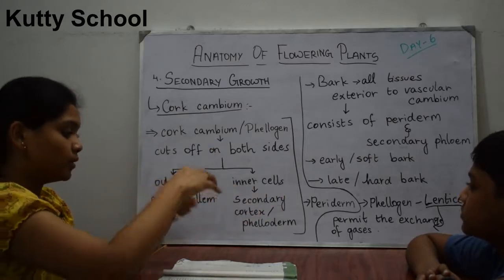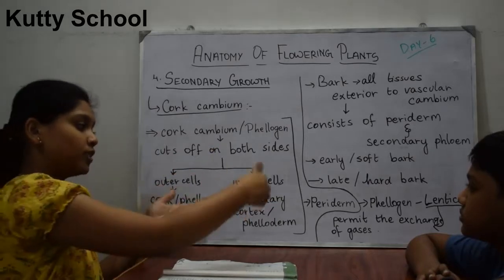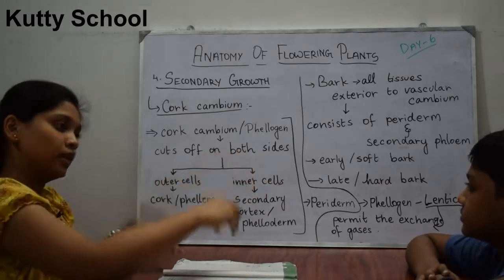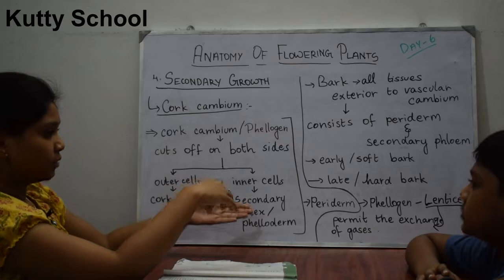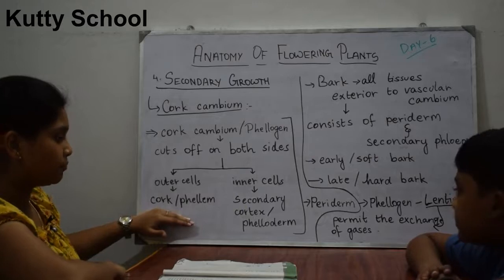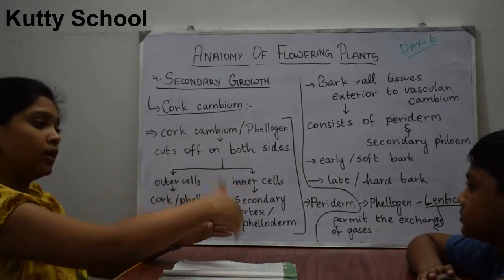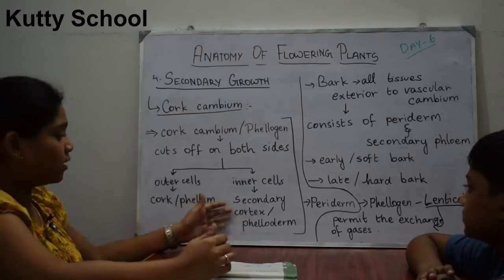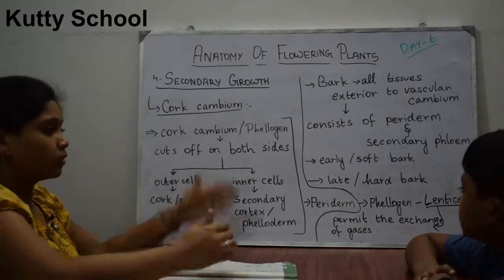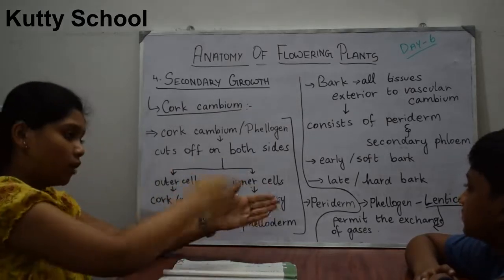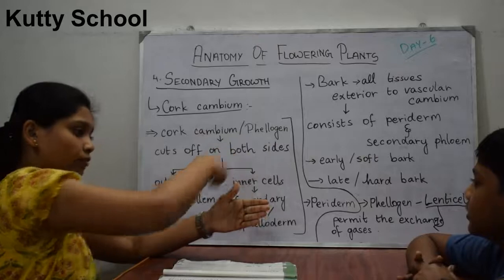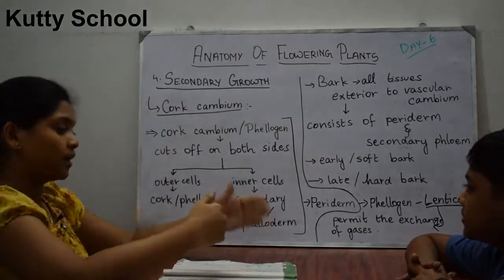This cambium divides on the outer side and the inner side. The cambium is at the center, some cells divide to the outer side and some to the inner side. The cells divided on the outer side are known as cork or phellem. The cells divided on the inner side are known as secondary cortex or phelloderm. So three layers are formed: the outer cork or phellem, the middle cambium or phellogen, and the secondary cortex or phelloderm.